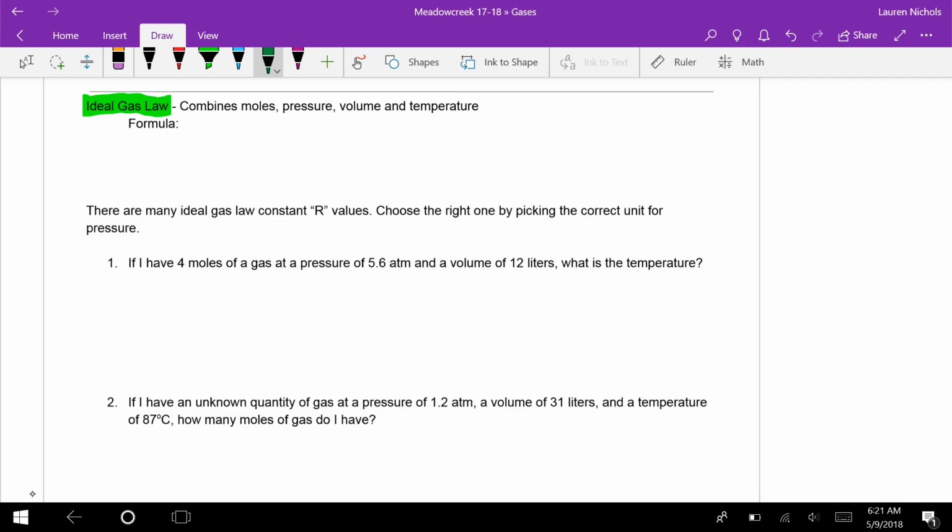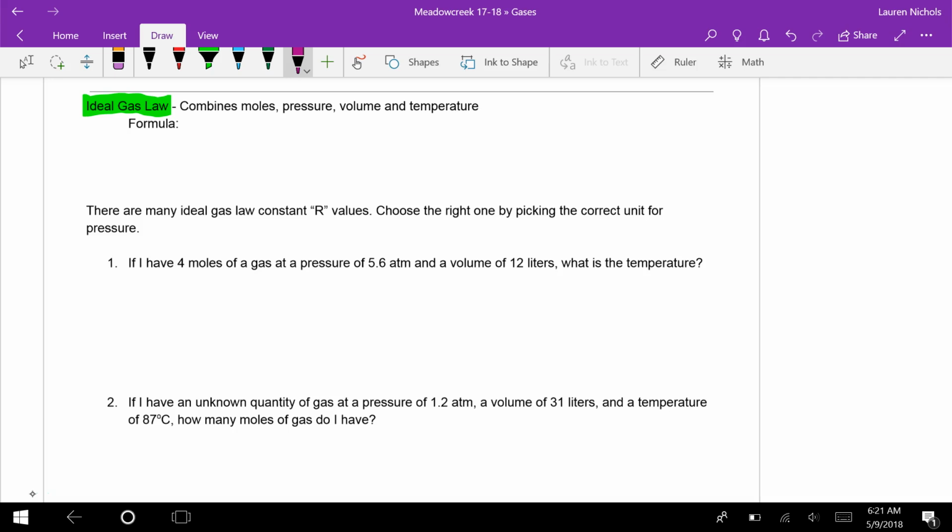And the reason why it's called ideal is because a lot of times gases don't behave the way we want them to. But when they behave under ideal conditions, certain assumptions are made, and we could go into it, but we're not going to. We just want to talk about the math with it.